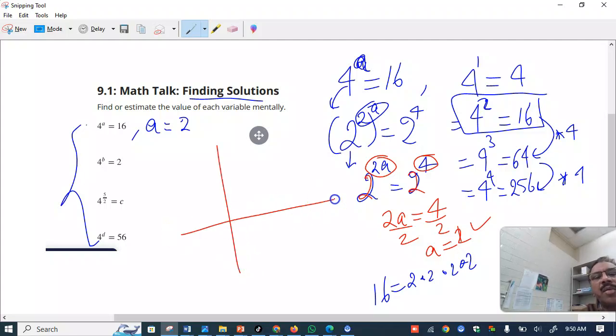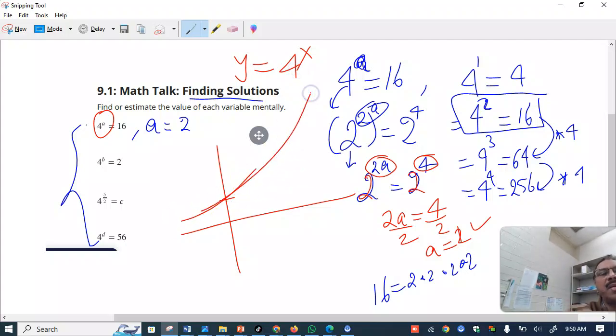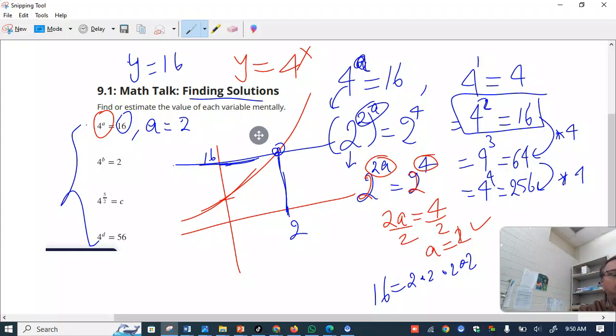Another strategy you could use: this is 4 raised to a. You graph on the Desmos calculator the function 4 raised to x, and you'll see a graph going like this. You want to know when this equals another function, y equals 16. So this will be y equals 16, and you'll see there is a point, and this point will be 2. So 2 and this is 16. So a graphical approach can also be done.